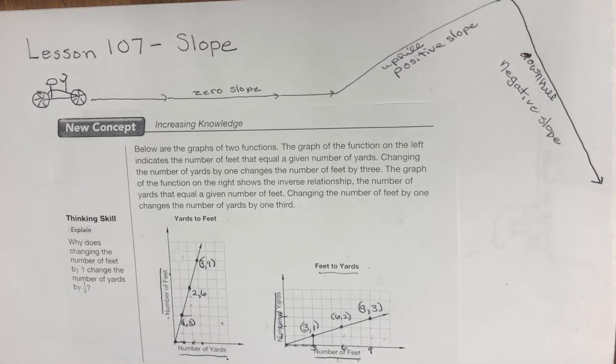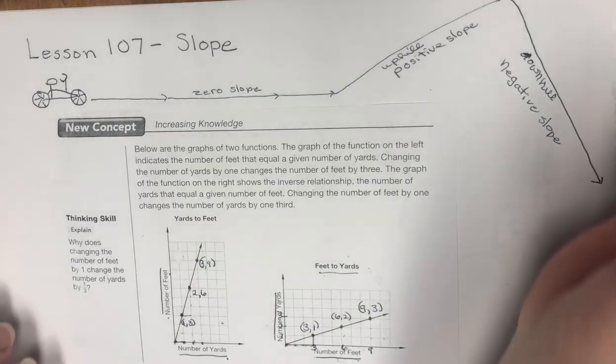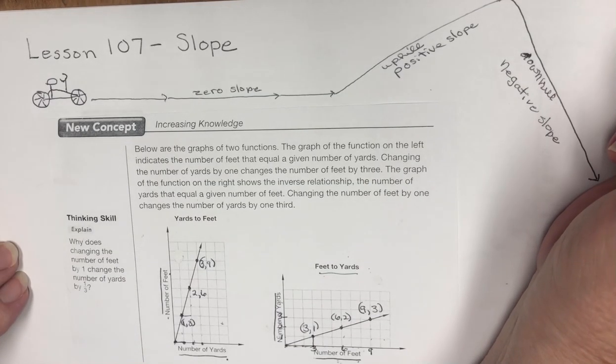Good morning, Course 2. I'm going to be explaining Lesson 107 on slope. This is the third time I've tried to do this lesson, so I'm getting a little frustrated, and my drawings are already on the paperwork. So follow along carefully so I can help you.